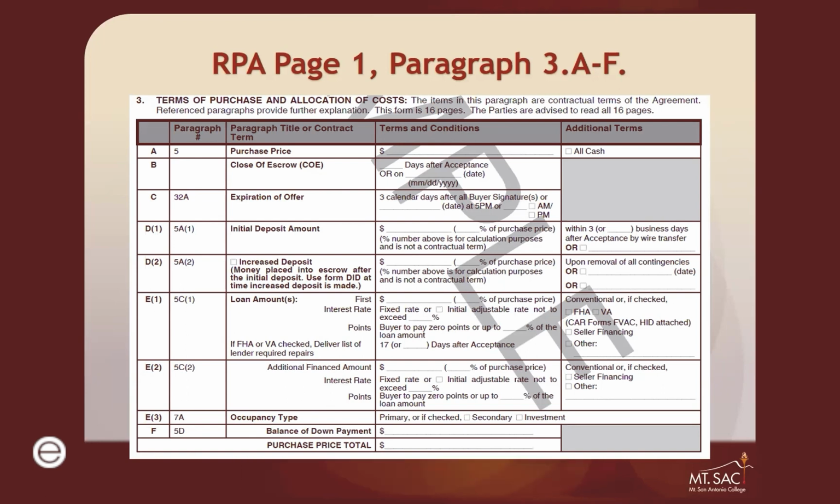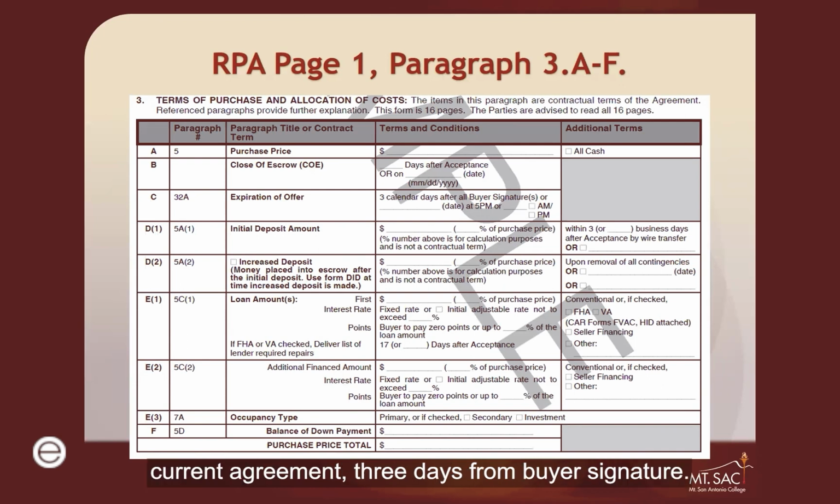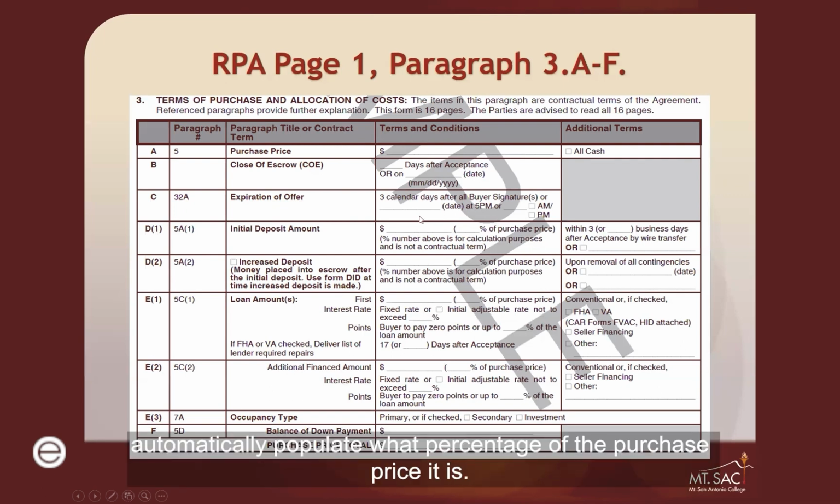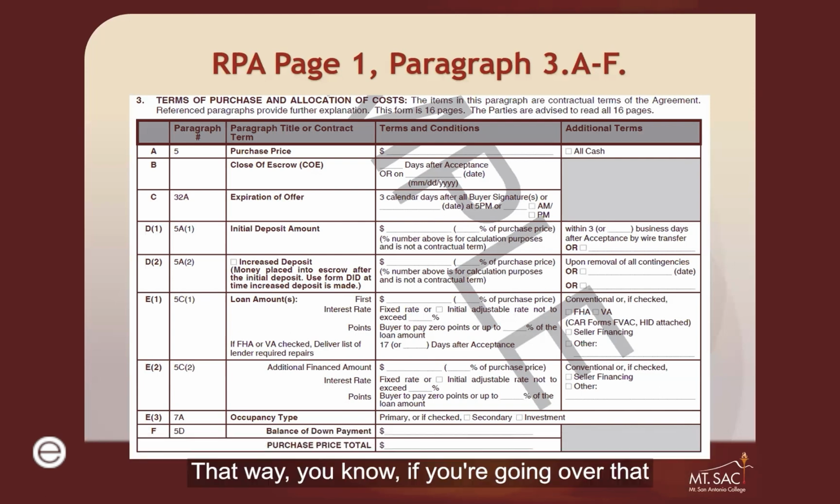So 3C is your expiration of offer, like the current agreement, 3 days from buyer signature, or you can make it a specific date. The initial deposit, you will put the number in column 4 there in 3D1, and then it will automatically populate what percentage of the purchase price it is. That way you know if you're going over that 3%.